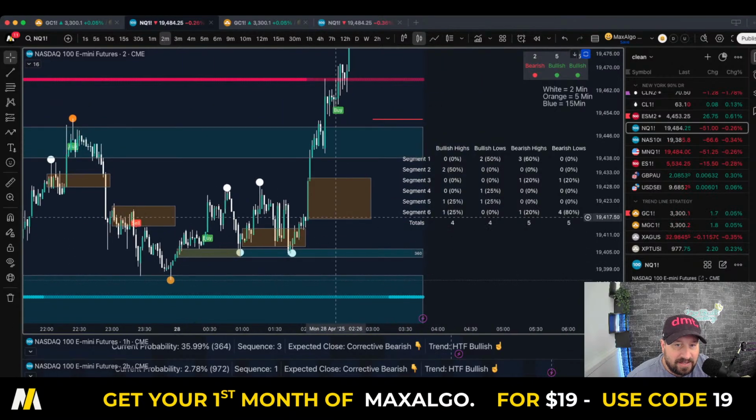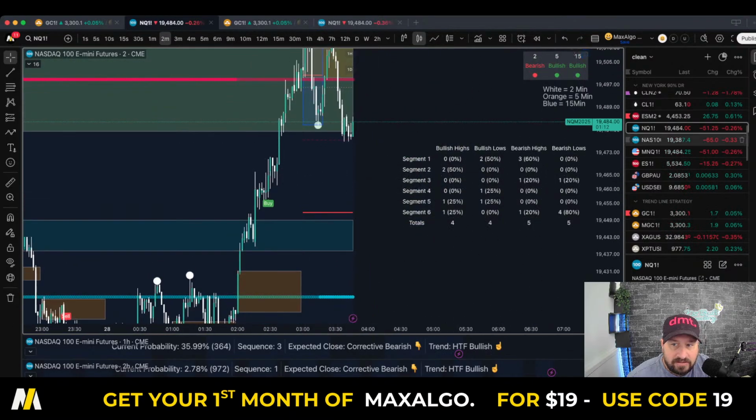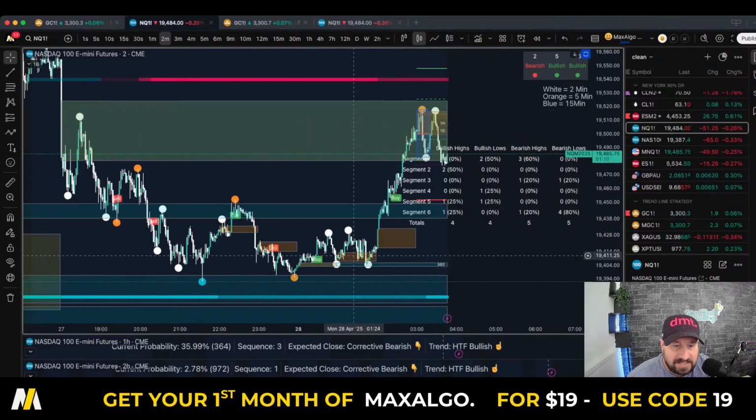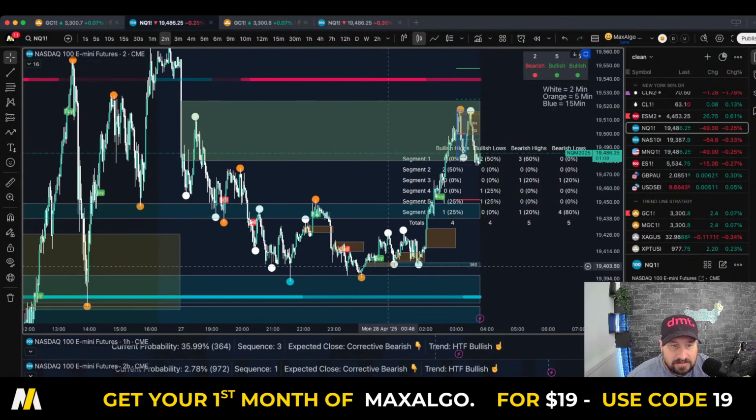bullish. So we've had a really big run, right, on the 6 hour. This is our previous 6 hour. So we've taken the high of our previous 6 hour.